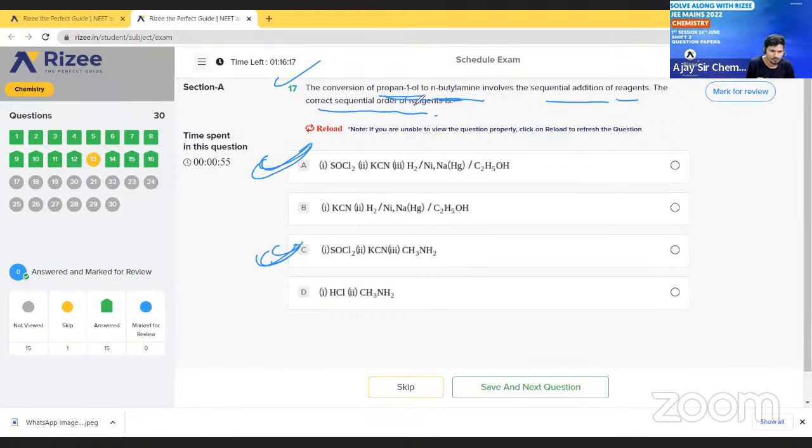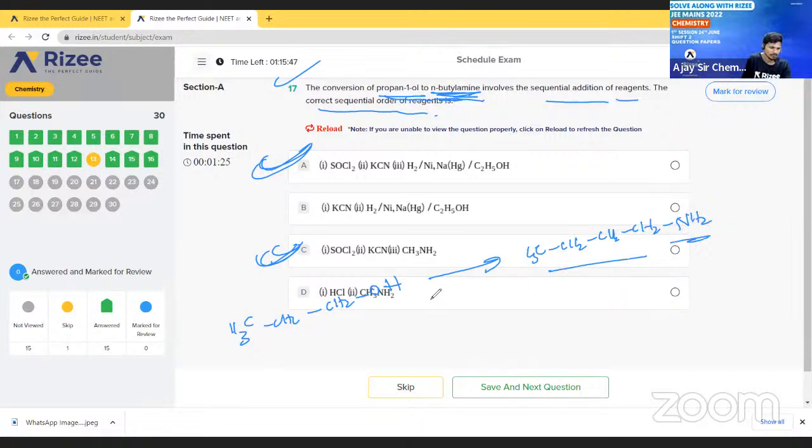See here what they said, propan-1-ol. I am writing propan-1-ol: CH3, CH2, CH2 and OH. This is propan-1-ol. So it is giving n-butanamine: CH3, CH2, CH2, CH2 and NH2 last. So this is n-butanamine. So how will it be produced? First we have to react with SOCl2.